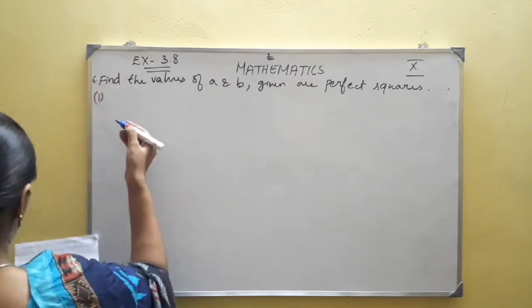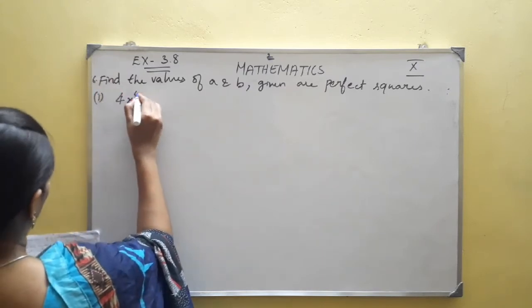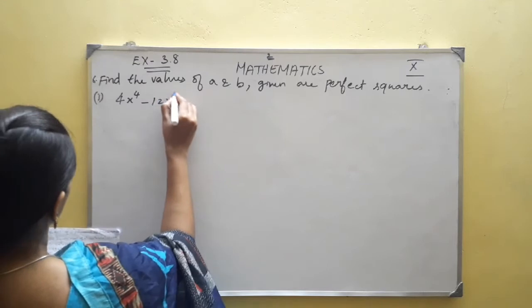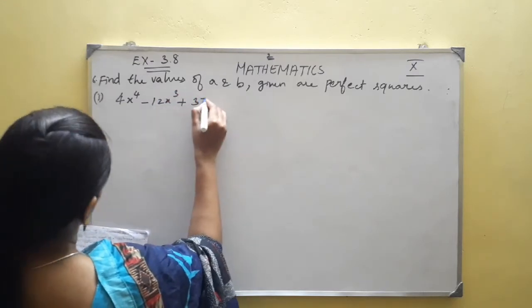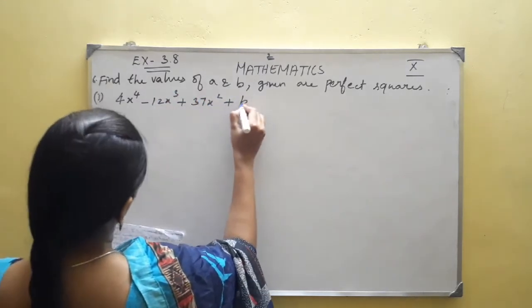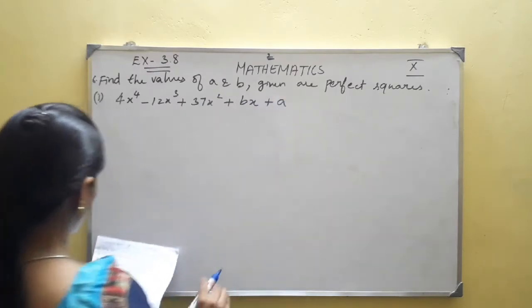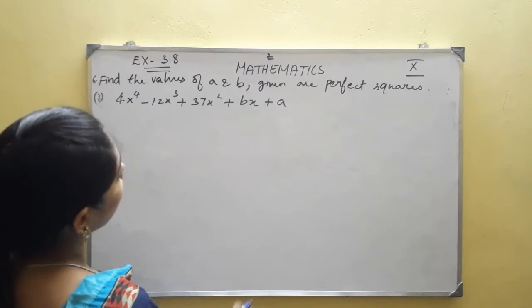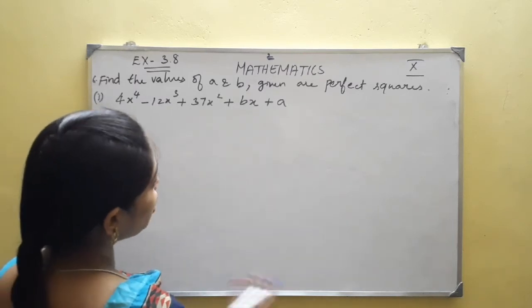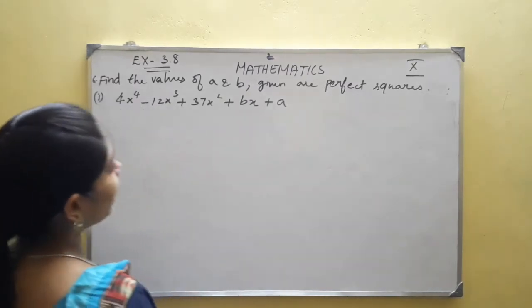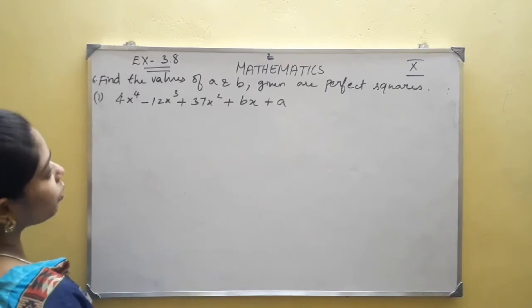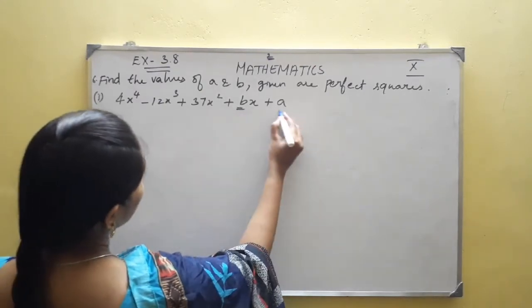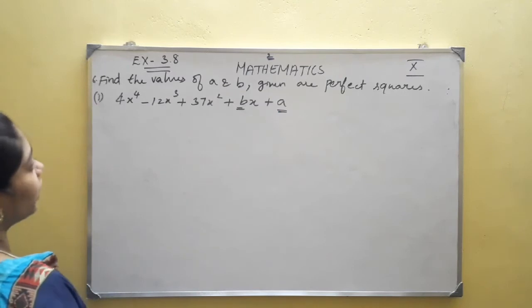First subdivision: 4x power 4 minus 12x cube plus 37x square plus bx plus a. So this is the given polynomial. They already mentioned it is a perfect square. That means it gives you a remainder of 0. We want to find these unknown values a and b.